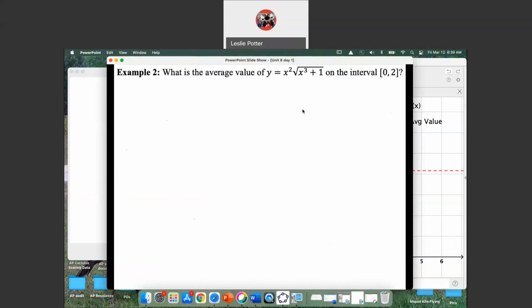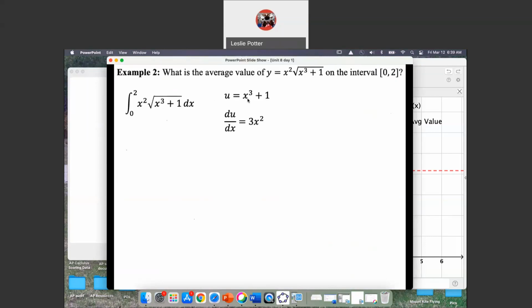Okay, so we know that finding the area underneath this region involves integrating this. And if you notice, it's going to be a U sub. So we're going to use that tip that says when we think we have a U sub, if we have a radical, we make the stuff in the radical the U. So our U is x cubed plus 1. And then we have to differentiate that. So du dx is 3x squared.